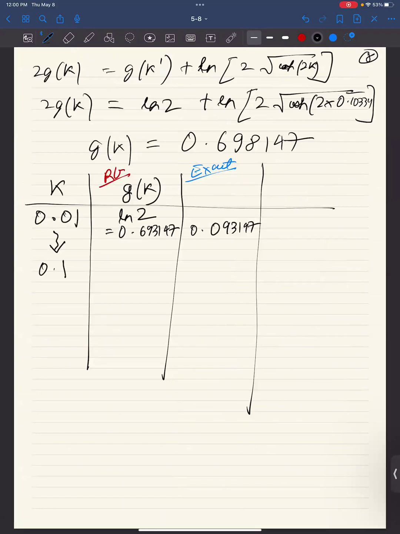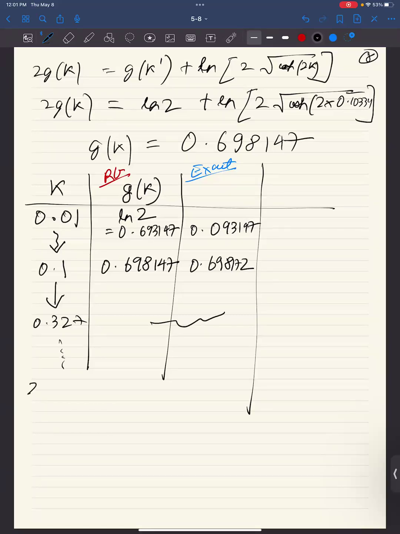For that, we got our G of K as 0.698147. For this, the exact value is 0.698172. You can keep doing this. If you plug this equation back in and you get the next value of K, you will get 0.327 and whatever numbers you get over here. And you can keep doing this. At some point, you will get to something like 2.702146. Before I get there, I want to give intuition on what this really means.